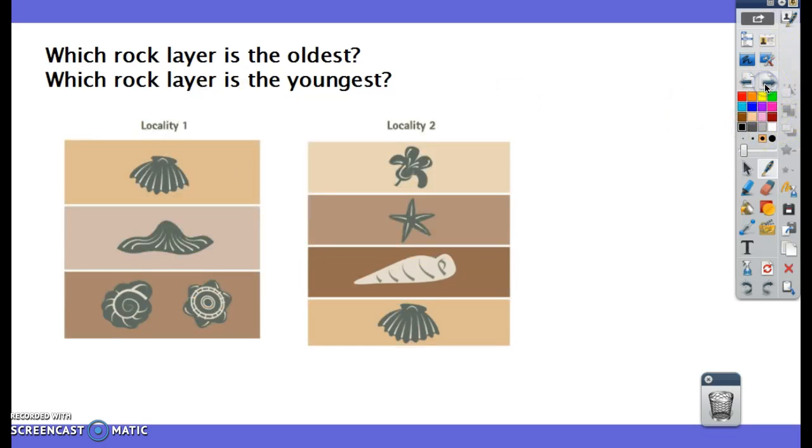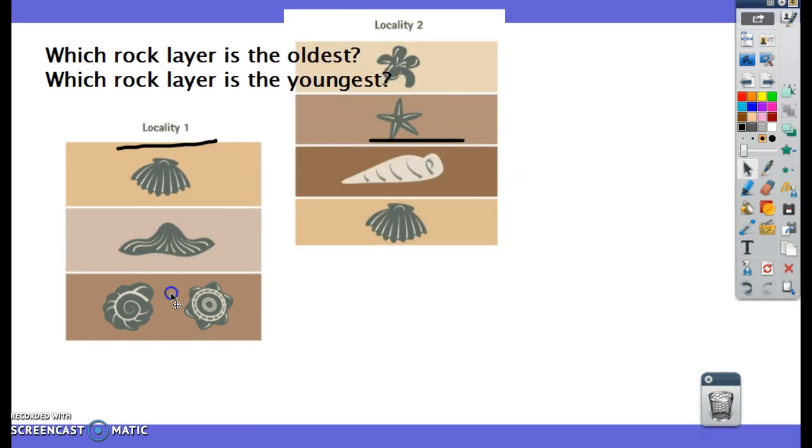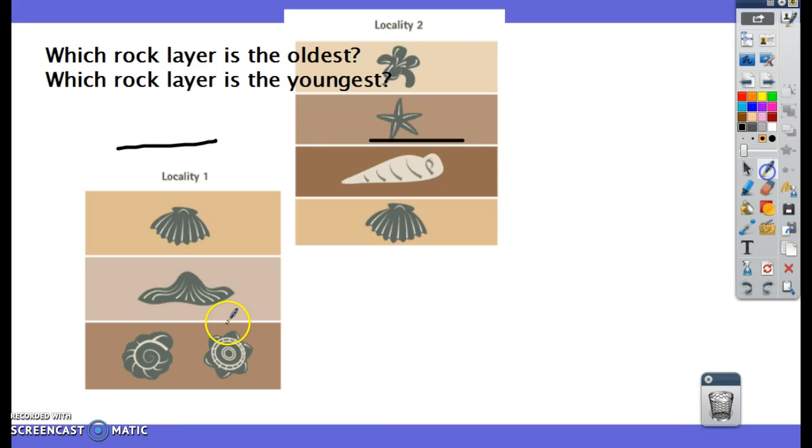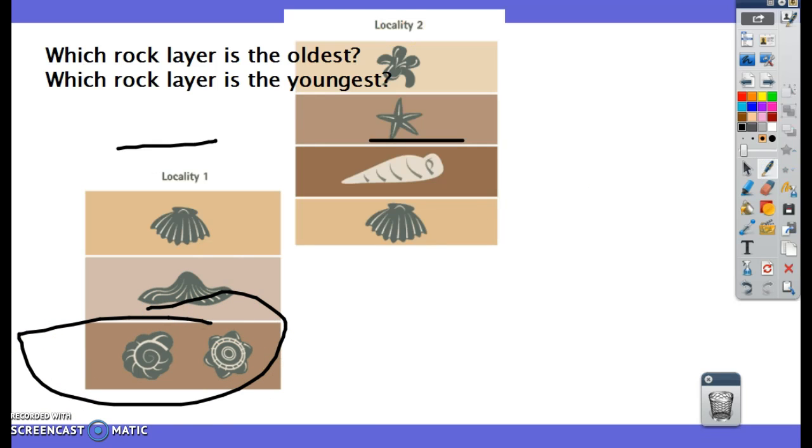Let's try another one. Look at these two. We have location 1 and location 2. Which location is going to have the oldest rock? So if we line these up, the one on the bottom is the oldest. So location 1 is going to have the oldest, and location 2 is going to be the youngest, okay?